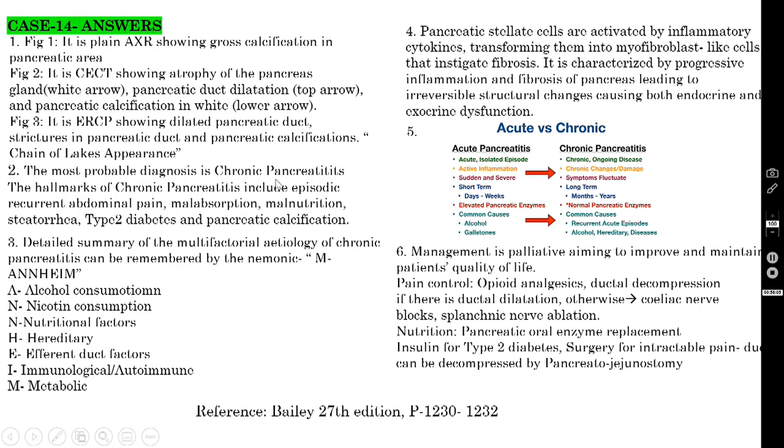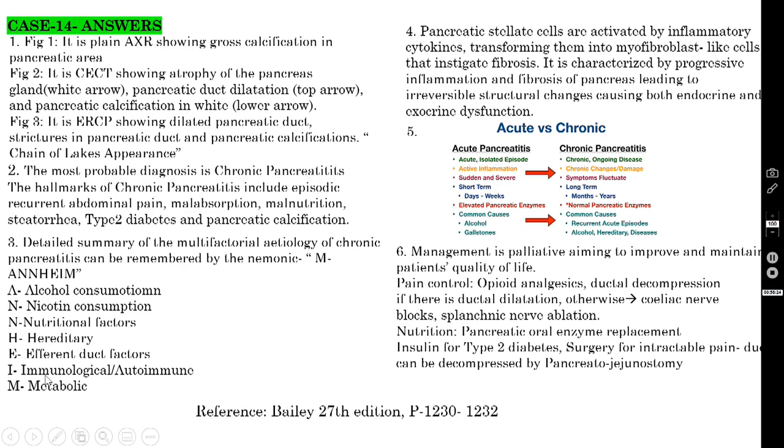What is the probable diagnosis in this case? The most probable diagnosis is chronic pancreatitis. The hallmarks of chronic pancreatitis include episodic recurrent abdominal pain, malabsorption, malnutrition, steatorrhea, type 2 diabetes, and pancreatic calcification.